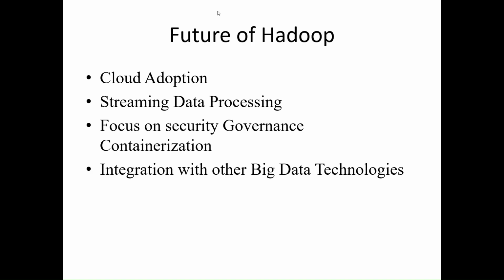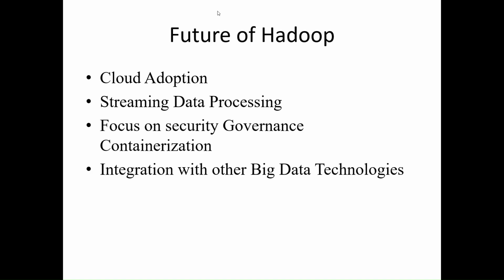Next we have integration with machine learning and AI. Hadoop is being integrated with machine learning and AI platforms such as TensorFlow and PyTorch. This is enabling organizations to use Hadoop for more advanced analytics and predictive modeling. Next we have streaming data processing. Hadoop is being adapted to handle streaming data, which is data that is generated continuously. This is enabling organizations to use Hadoop for real-time data analysis.